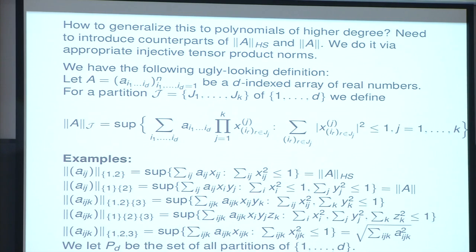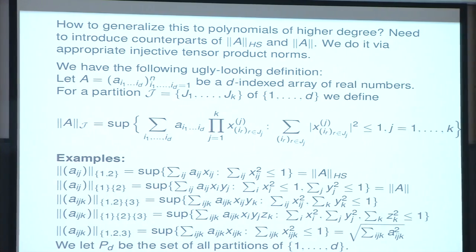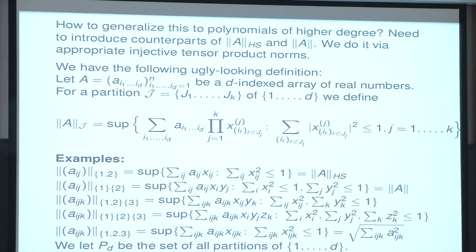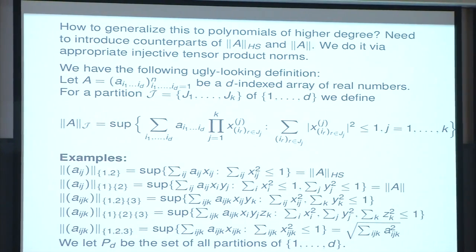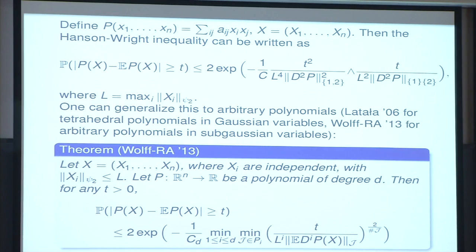OK. And I will use PD. So for each partition, we have a norm. So I will use PD to denote the set of all partitions of this set. And it turns out that these norms are the thing that should appear in concentration inequalities for polynomials in sub-Gaussian variables.